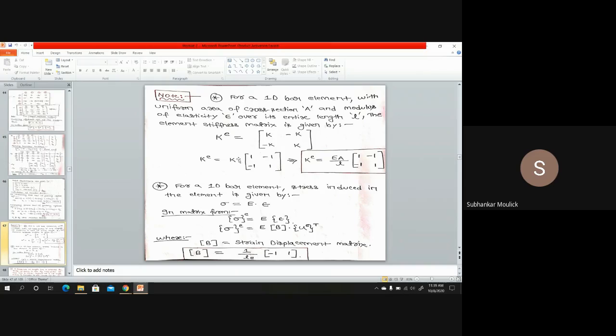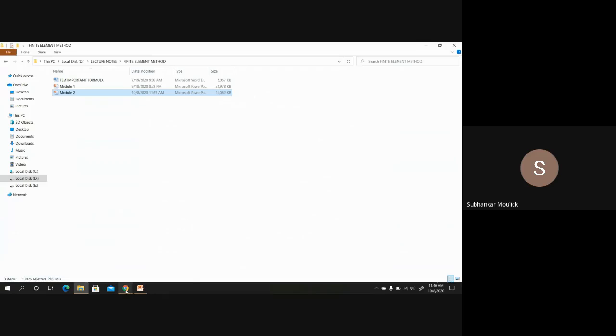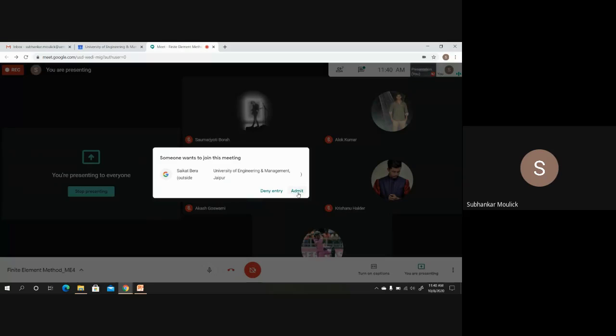And if you remember, in the very first module we derived that the value of k is given by the relationship E into A by L. So in place of k, I will replace it by E into A by L, times the matrix 1 minus 1, minus 1 1. So this is the final resulting stiffness matrix for a particular element.